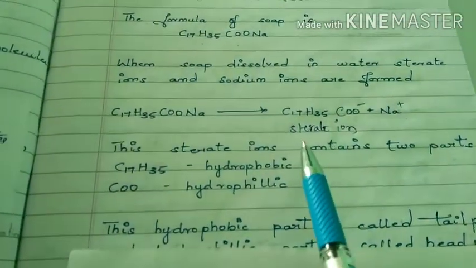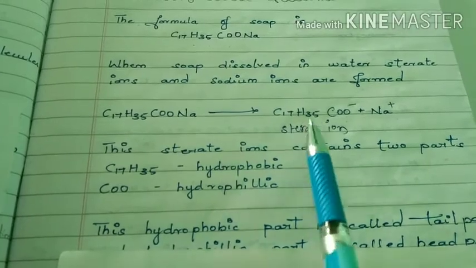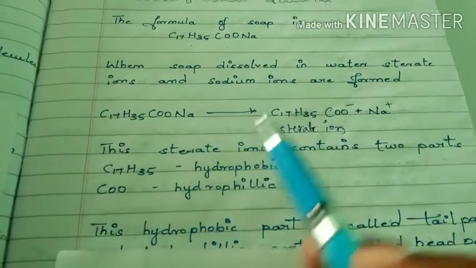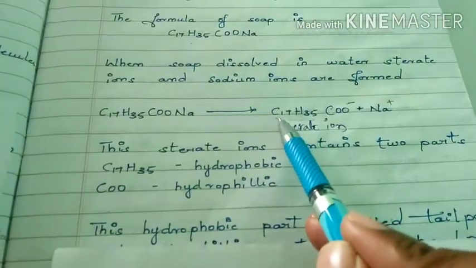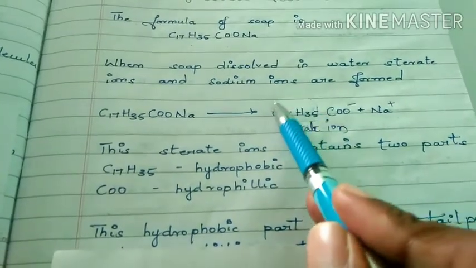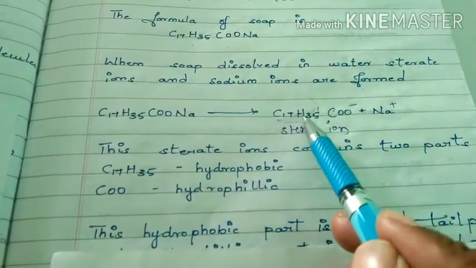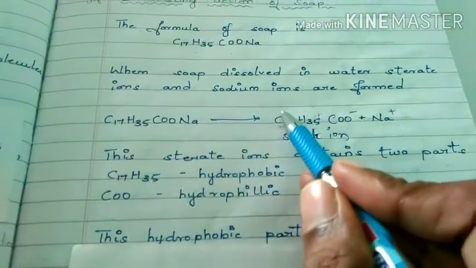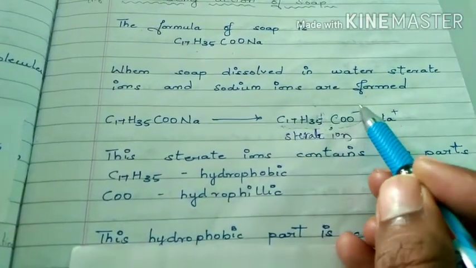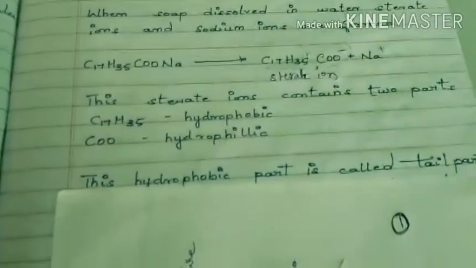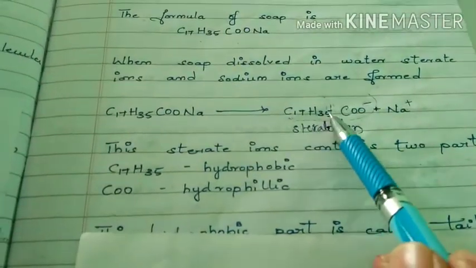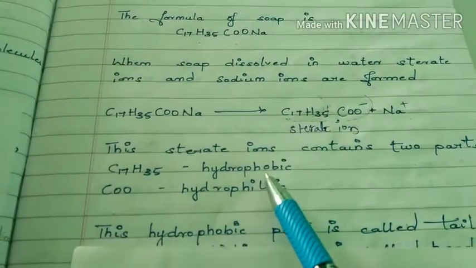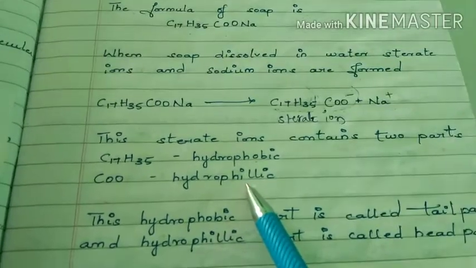Now some points are there regarding this. This stearate ion contains two parts. This part is called the hydrocarbon part. Why is it called the hydrocarbon part? Because only this part contains carbon and hydrogen. And this part is called the hydrophobic part, and this part is called the hydrophilic part. This is an important point. The stearate ion contains two parts: the hydrophobic part and the hydrophilic part.